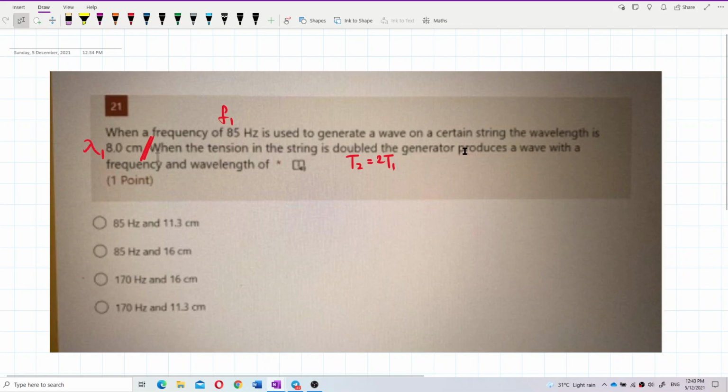And then secondly, for the second wave, we want to find the frequency F2 and wavelength lambda 2. So it's better we gather the information in columns before we try it out. This is wave 1 and this is wave 2.